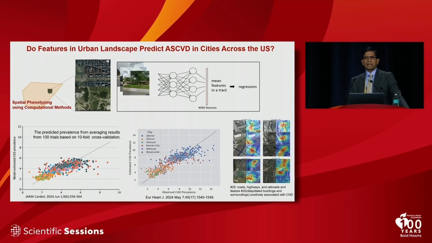You can use techniques like attention mapping to give you some idea of what these features correspond to. In this aspect, you can see highways and roads and railroads that correspond to disproportionate increases.